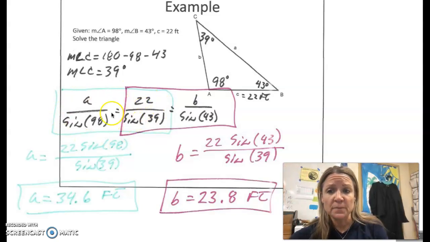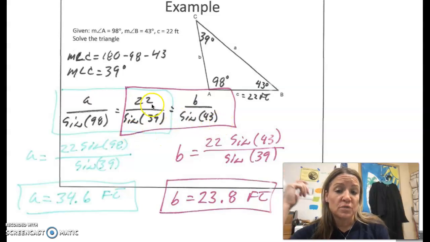So the green proportion is going to be side A over the sine of angle A, set equal to side C over the sine of angle C. Do the cross product, type in the calculator, and then hit the equal sign. Okay. In the pink rectangle, we're going to do C again, but this time we're going to put side B over the sine of angle B. Again, cross product here. Divide both sides by the sine of 39, punch in the calculator, and you're going to get 23.8. Okay.